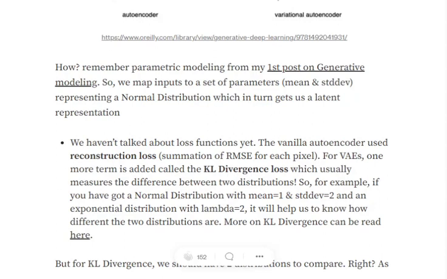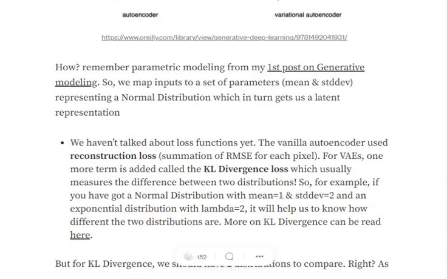Now the second question is that, as I told you, KL divergence loss has been used in variational autoencoders, and it tells us the difference between two normal distributions, but we only have one normal distribution till now in the whole explanation, that is the normal distribution to which the variational autoencoder will try to map the input.